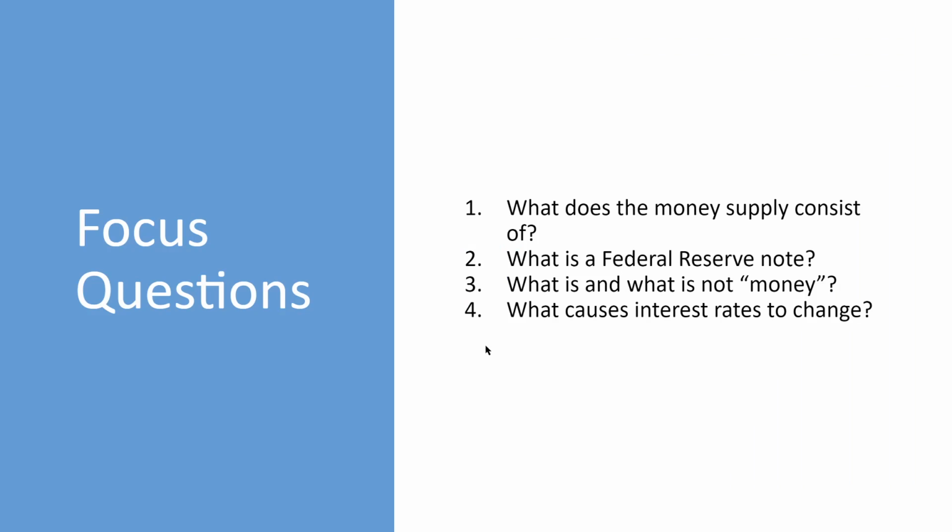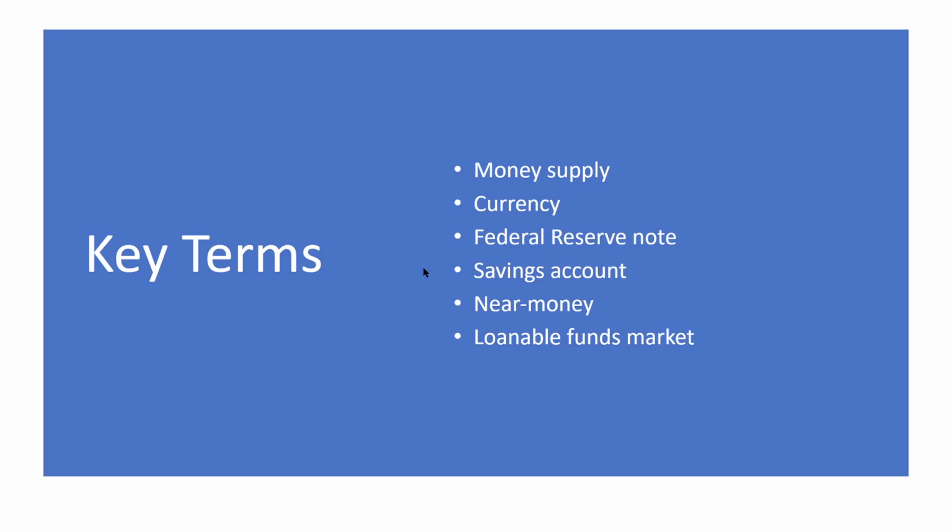So we have 4 focus questions today. We're going to look at what does the money supply consist of, what is a Federal Reserve note, what is and what is not money, and then what causes interest rates to change. We have some key terms here. We have money supply, currency, Federal Reserve note, savings account, mere money, and then the loanable funds market.